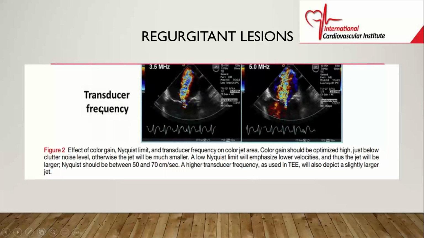And then for the transducer frequency, this is not a linear relationship, but you can see the larger the transducer frequency, you tend to get a somewhat larger regurgitant jet. It is not a uniform thing, however. So let us stop here. These are general principles. When we come to the specific lesions, mitral regurgitation, tricuspid regurgitation, then we will go over some specifics as they relate to these lesions.